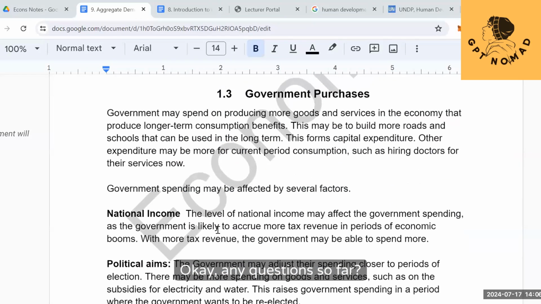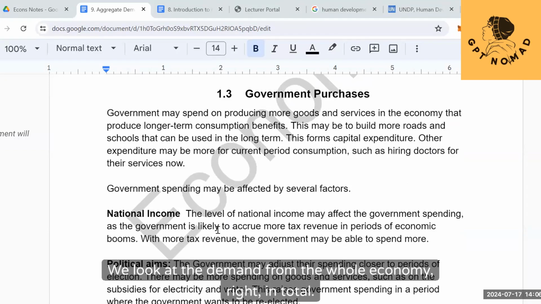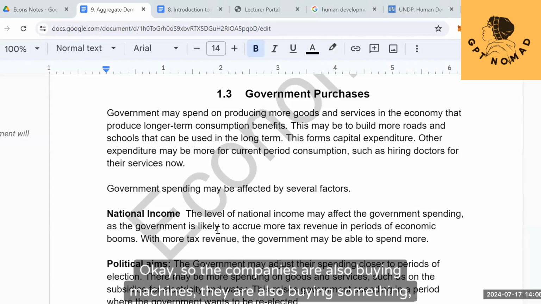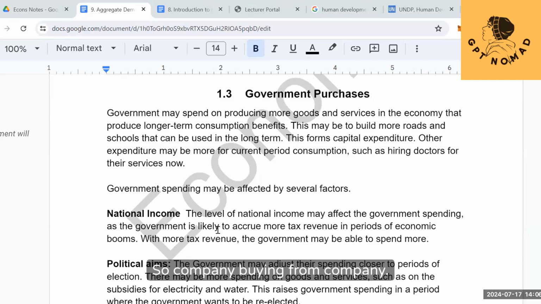Okay, any questions so far? So we've covered two categories, right? We have been looking at aggregate demand. We look at the demand from the whole economy, right, in total. So this aggregate demand is not just from the consumers, it is also from firms. Okay, so the companies are also buying machines, they're also buying something, right? So company buying from company. So it's a transaction, right? So nothing to do with consumers in that case. Okay, so no issues, I'll move on.